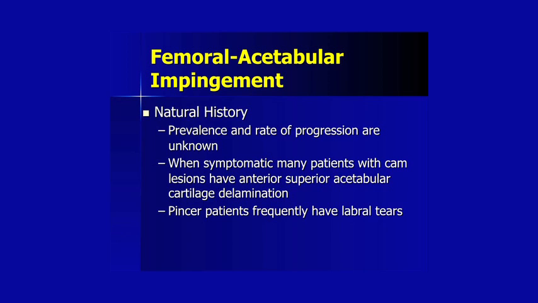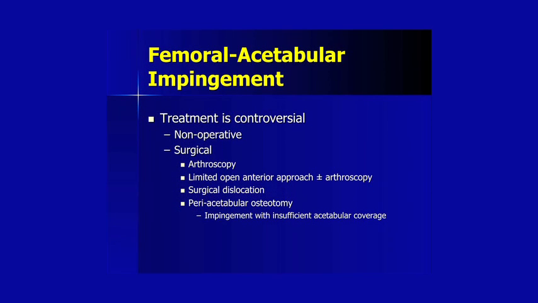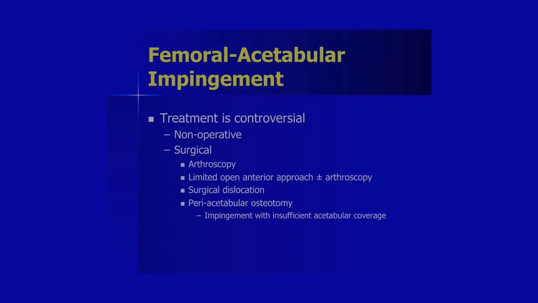When symptomatic, these patients often will have tears of the labrum as well as delamination of the cartilage. And the pincer patients, they get labral tears earlier, so I think their prognosis is better because they have less cartilage damage. The treatment's controversial. You can treat it non-operatively. Surgically, you can treat this with arthroscopy. You can do a limited open approach. Combined with arthroscopy, you can completely dislocate the hip and reshape it, or if there's a problem with the socket, you can cut the bone around the socket and rotate the socket to a more normal position.